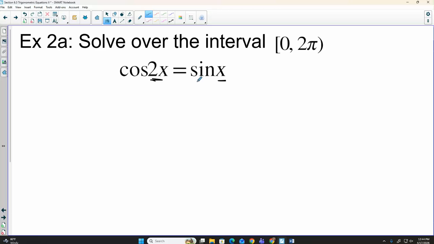Don't we have identities for these formulas? Look at your cosine 2x. Pull out your flip chart, double angles. Cosine 2x, we have 3 options. My other function is sine. So what option do you think would be the nicest?